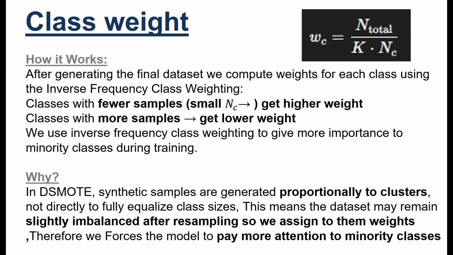Step 5 is class weight. The final step is applying class weights to the classifier. Even after all the oversampling, we give the model an additional signal to pay more attention to the minority class during training. This further reduces bias towards the majority class.